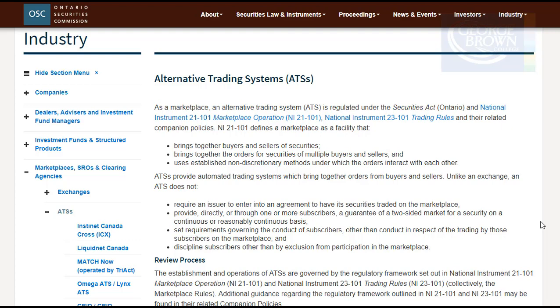Unlike an exchange, an ATS does not require an issuer to enter an agreement to have its securities traded on the marketplace. They do not provide directly or through one or more subscribers a guarantee of a two-sided market for a security on a continuous or reasonably continuous basis. And they do not set requirements governing the conduct of subscribers other than conduct in respect to the trading by those subscribers. So there are, again, some differences between exchanges and alternative trading systems.